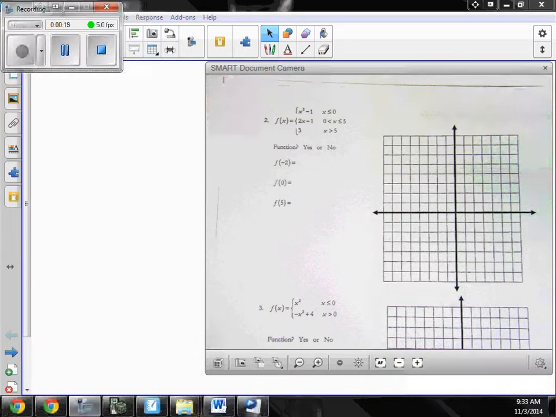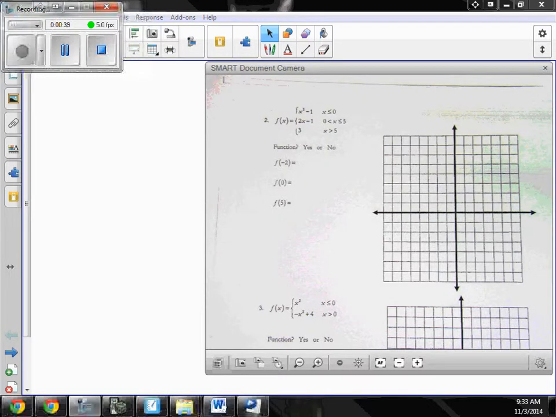So it asks if it's a function. Well, does the domain ever overlap? So if we look at the domain, x is everything less than or equal to 0, between 0 and less than or equal to 5, and greater than 5. Are there any overlaps? No, so it's a function.